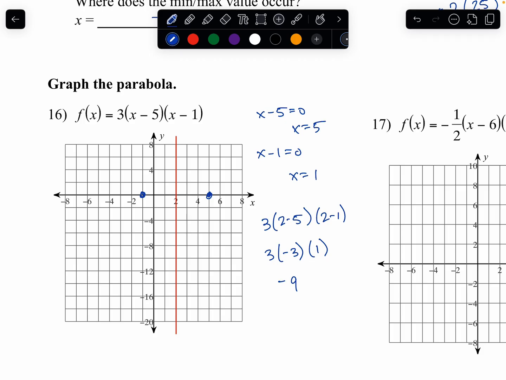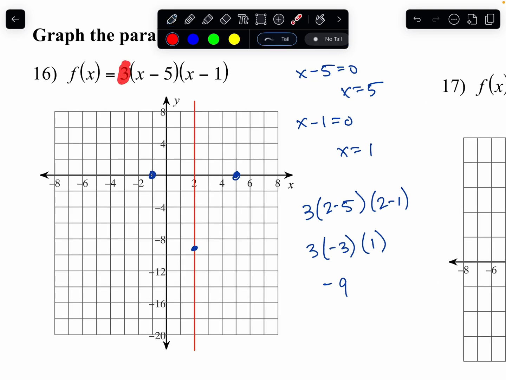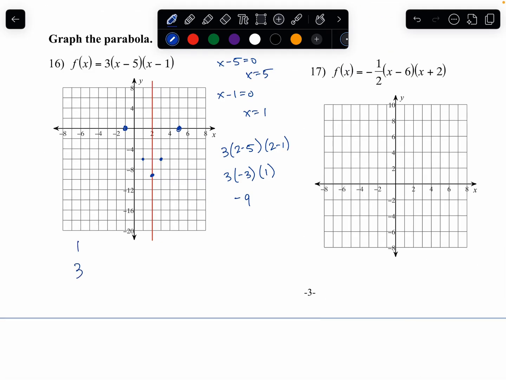Vertex is going to be at negative 9. So this is negative 8. This would be negative 10. So this would be negative 9. The 1, 3, 5 rule would be over 1 and up 3. So over 1 and up 3. So negative 9, negative 8, negative 7, negative 6. Let's see. 1, 3, and 5 times these by 3. That's going to result in 3, 9, 15.